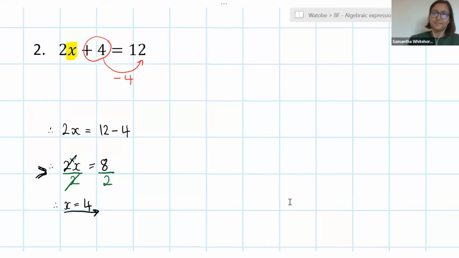Hi, Hleko, are you there? Yes, ma'am. Okay, how can we help? Ma'am, I don't understand when you said 4x divided by 4 equals negative 1 over 4.